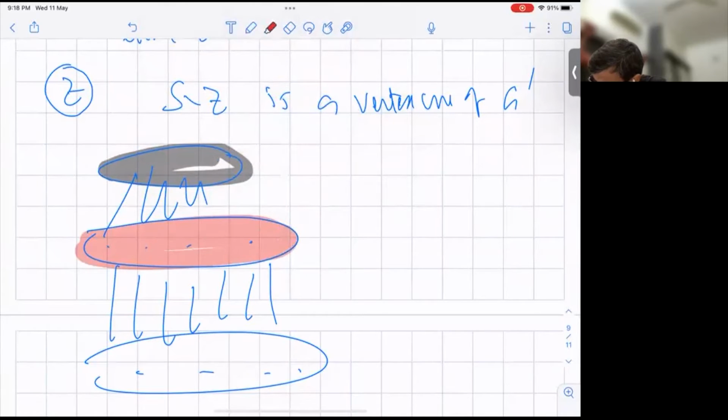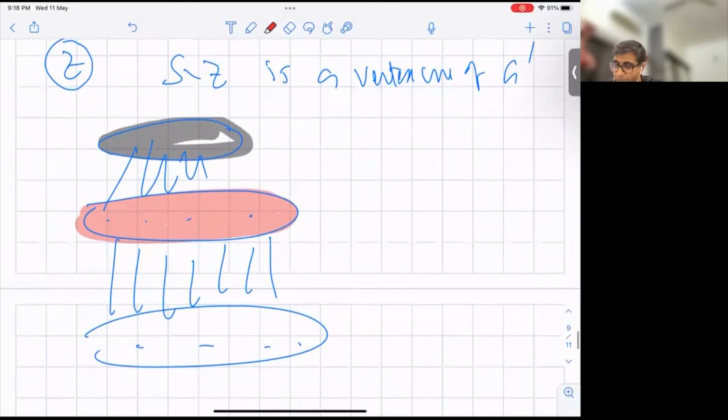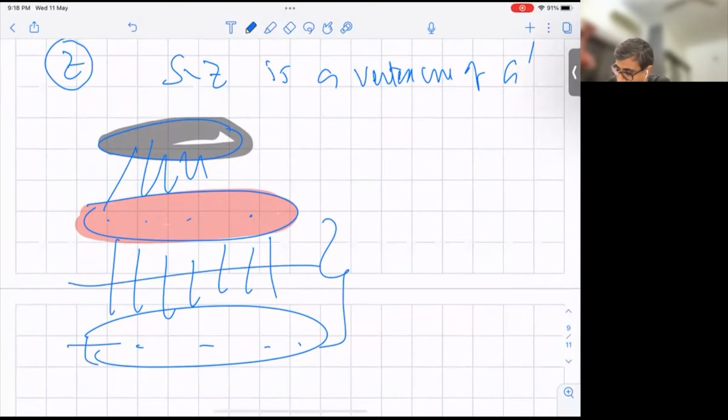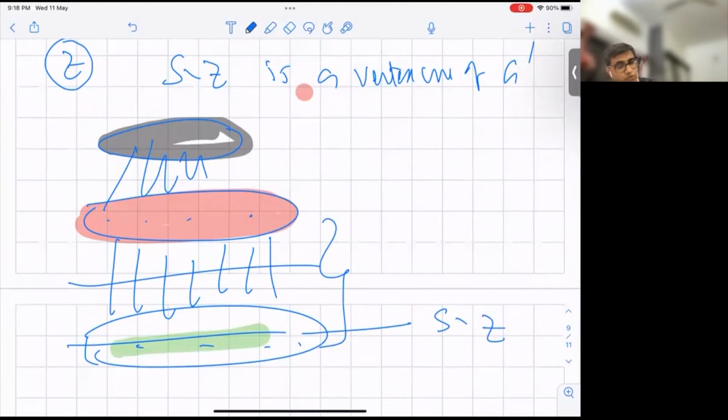So in this case, what is the role of the black guy? It can only cover the edges that are adjacent to the red guys, and anyway the red guys are not there. So every edge that is adjacent here, all these edges, is being taken care of by the vertices which are here. And what are these vertices? This is precisely S minus Z, right? So these vertices are able to take care of everything here. So this is what happens when S minus Z is a vertex cover of G prime.